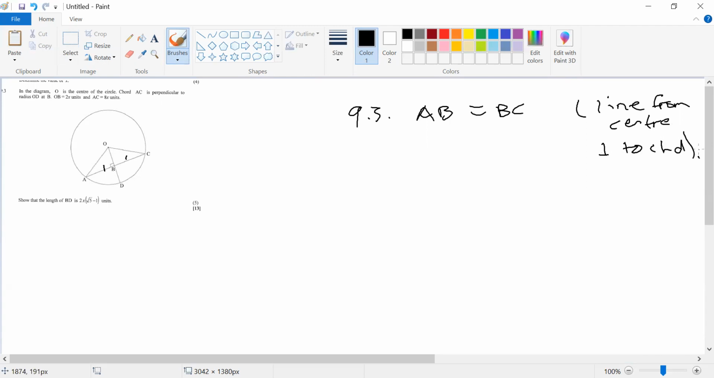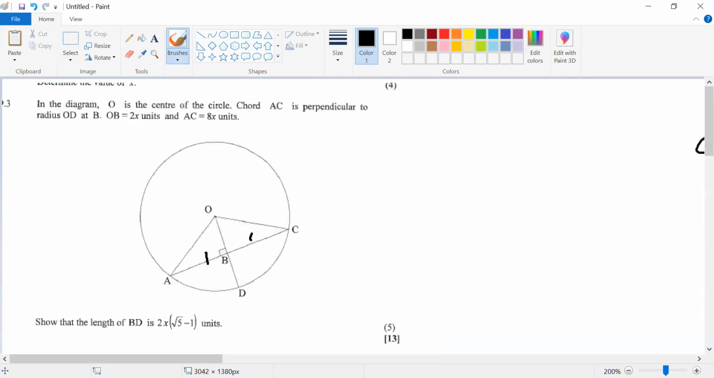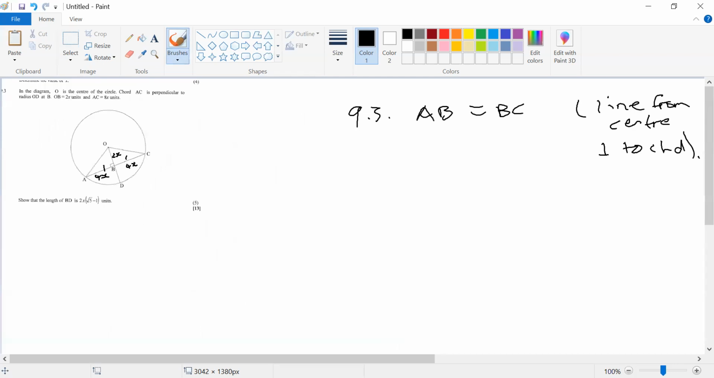All right, so now that we've established that, we can start filling in whatever information we have. They tell us that OB is equal to 2x units, so we'll fill that in. They also tell us that AC is equal to 8x, which means that each portion is equal to 4x, because we already know that AC is split in half. And that's really the only bits of information that we have. And let's see, they tell us perpendicular, they tell us there's a radius. All right, awesome.